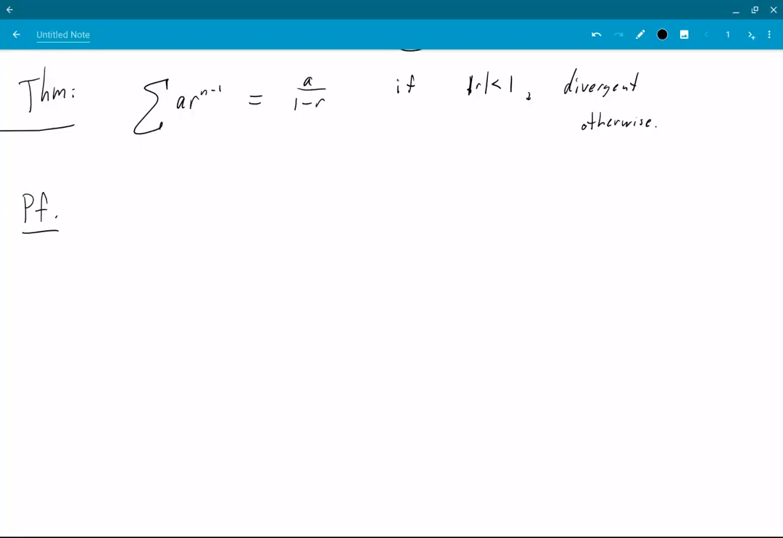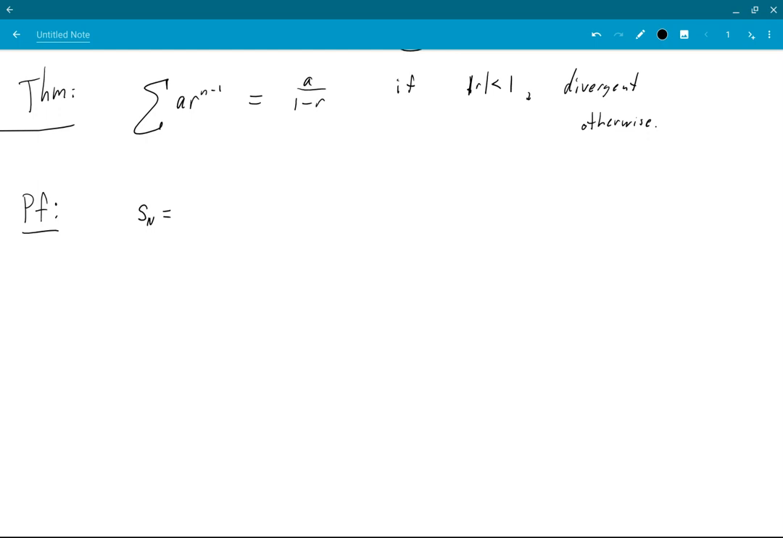Okay, the proof. PF standing for proof. What do I want to do? So let's start. What is the feature of a convergent sequence? By definition, it means that Sn is convergent.